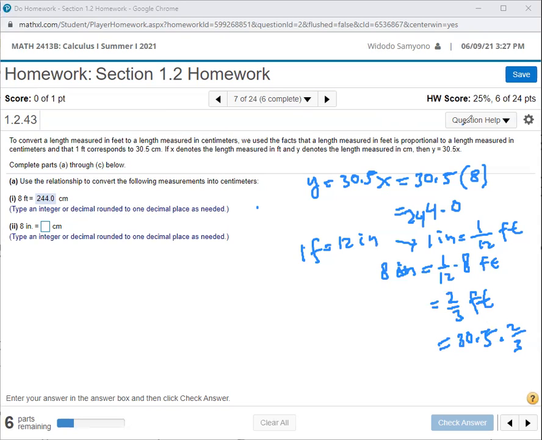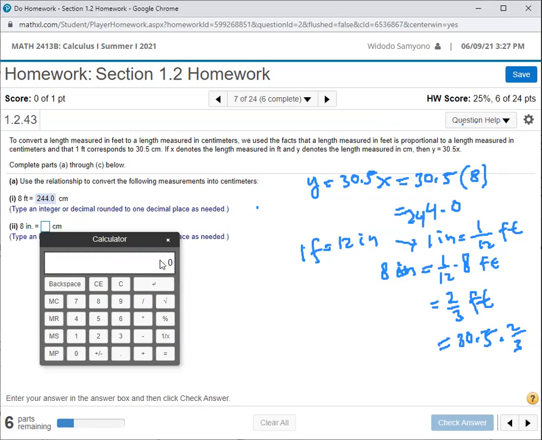Let me see if you have a calculator. Should have a calculator. Yeah, this is a calculator, right? Okay. Can you see the calculator? Yes. Okay, yeah, you can see it.